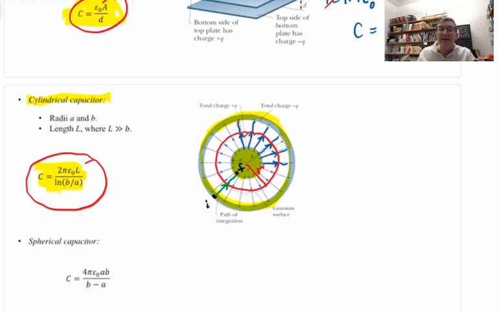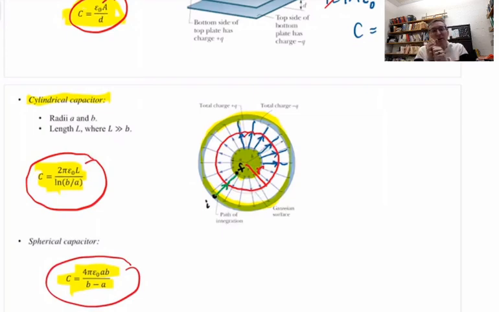Then you can integrate E dot ds from one conductor to the other and get the potential difference. And then you can use Q equals CV, and you can solve for C. I'm just going to tell you the result for a spherical capacitor. It's right here: 4 pi epsilon 0 a times b over b minus a. So that's if what you have is a spherical capacitor. And again, if the two conductors get close together, the capacitance gets bigger, because of the b minus a in the denominator.